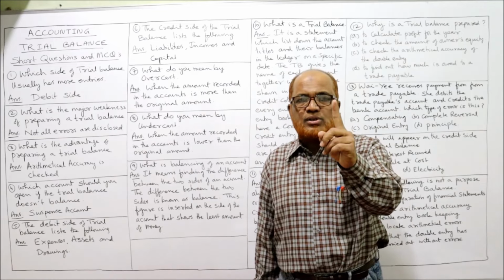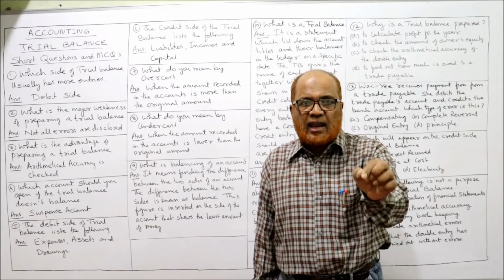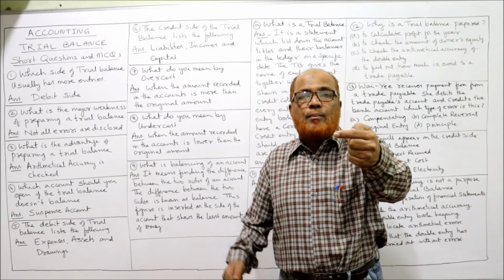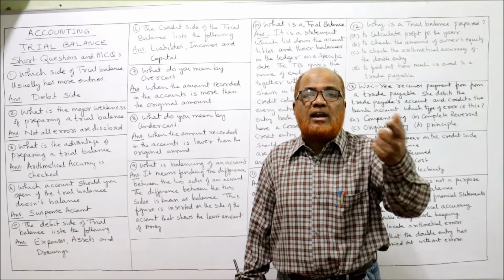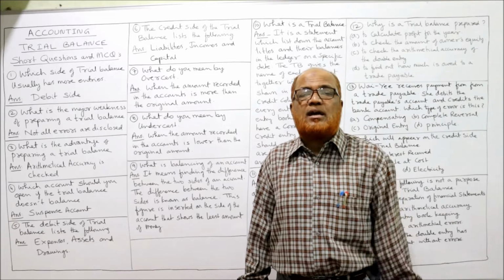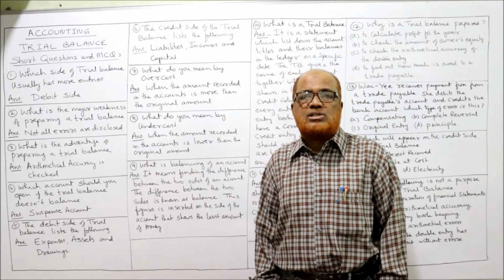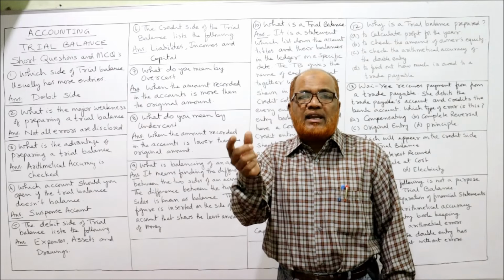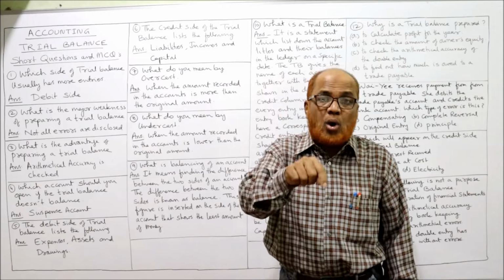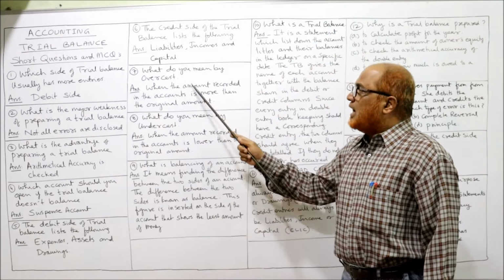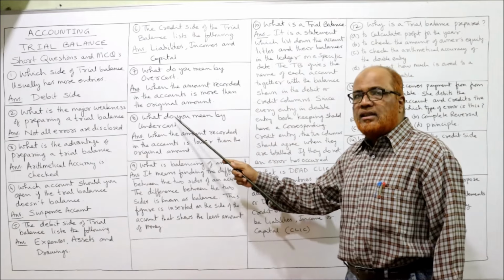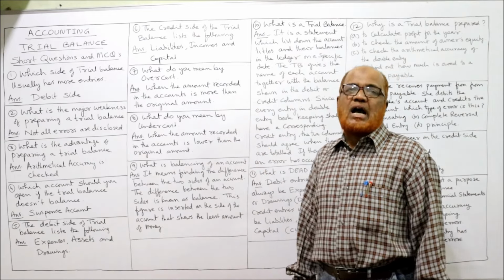Instead of 1000, the actual original correct amount is 1000. But by mistake the accountant has taken 1100, more he has taken. It is called overcast. Overcast means when the amount taken is more than the original amount. So when the amount recorded in the account is more than the original amount, it is called overcast.